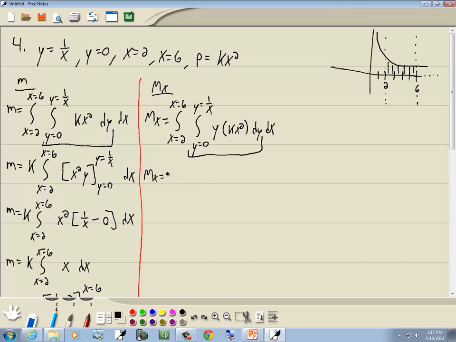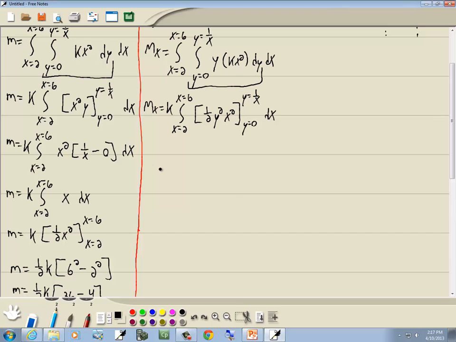Again, the k I can put clear out in front. And I got x equals 2 to x equals 6. And we're left with yx squared. And I'm integrating with respect to y, so the x squared just carries along. So we look at the y, we add 1 to our power, divide by our new power. So we're going to have 1/2 y squared x squared from y is equal to 0 to y is equal to 1 over x dx.